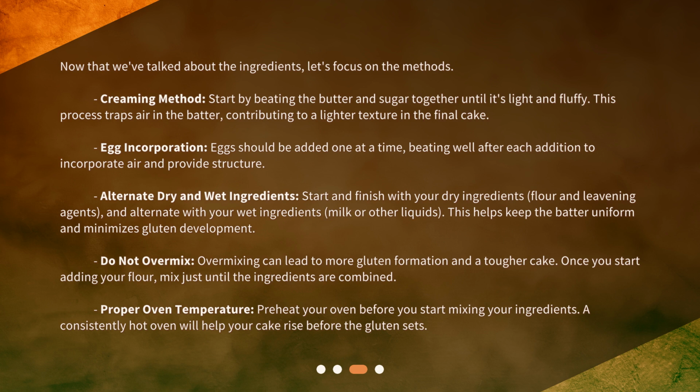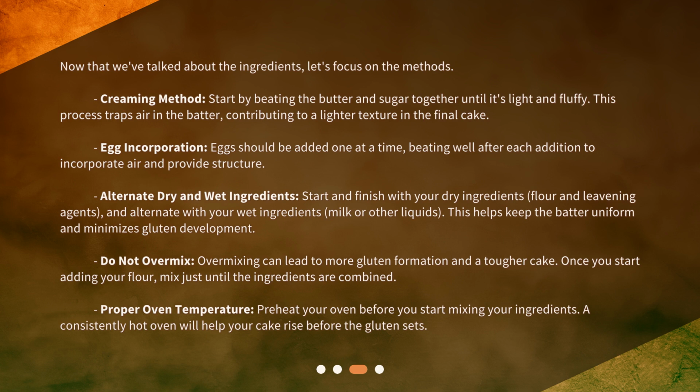Egg incorporation. Eggs should be added one at a time, beating well after each addition to incorporate air and provide structure. Alternate dry and wet ingredients. Start and finish with your dry ingredients, flour and leavening agents, and alternate with your wet ingredients, milk or other liquids. This helps keep the batter uniform and minimizes gluten development.